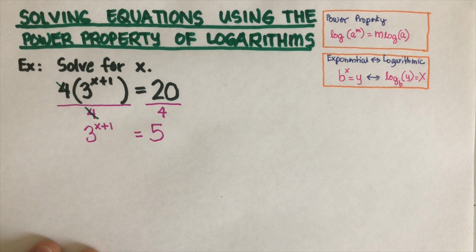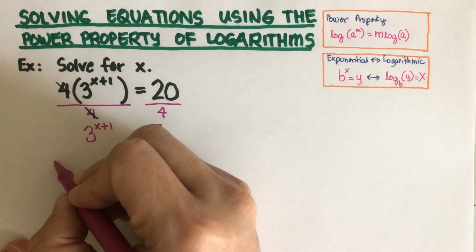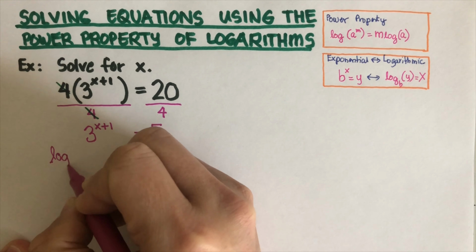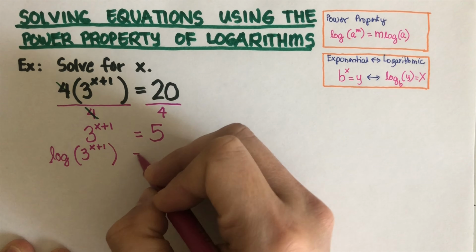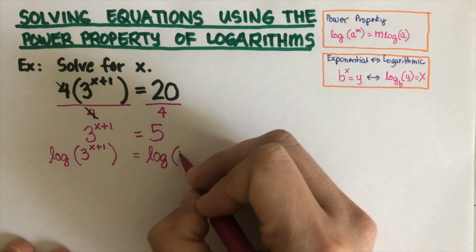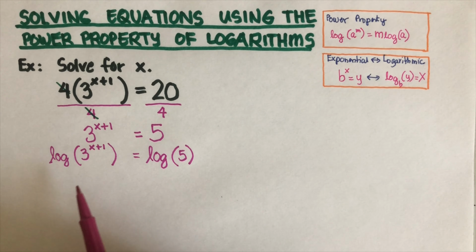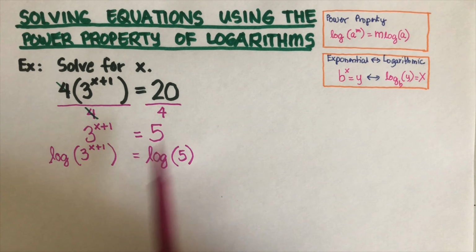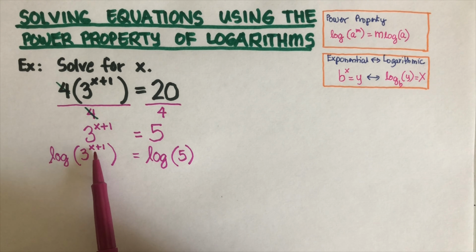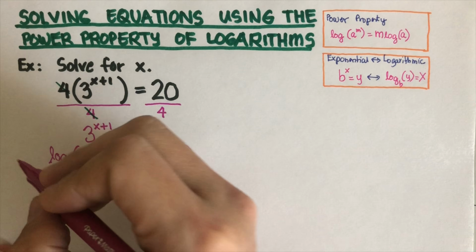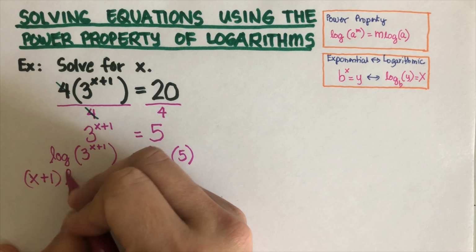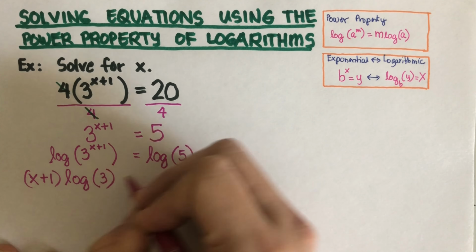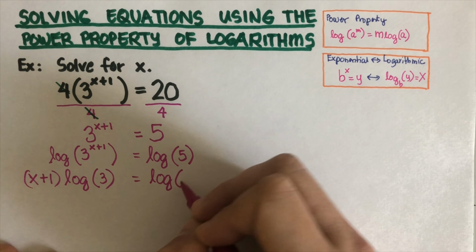Now the next step is to use the power property of logarithm. I'm going to log both sides. So this is going to come out as log of 3 to the power x plus 1 equals the log of 5. So I already logged both sides. If I log one side, I log the other side. The next thing that we're going to do is to use this power property. This exponent will go to the front of the log. So this will come out to be x plus 1, and then log of 3 is equal to the log of 5.